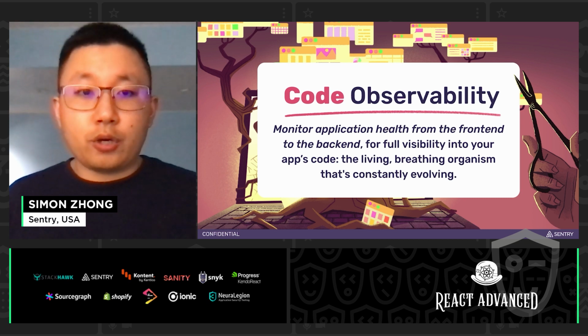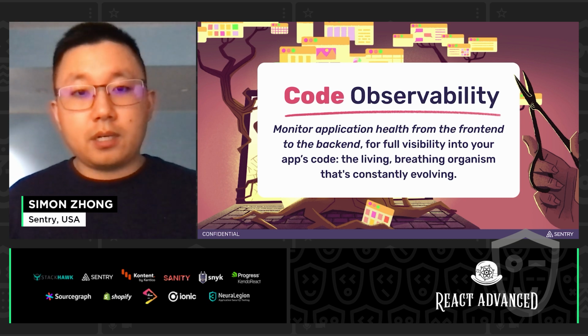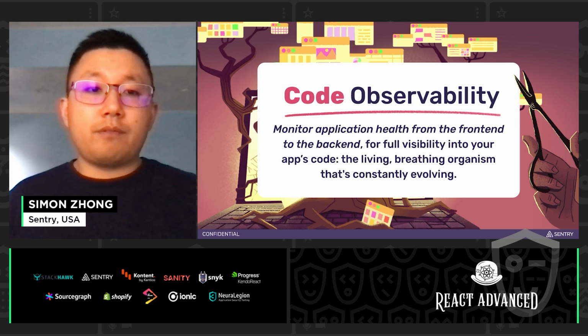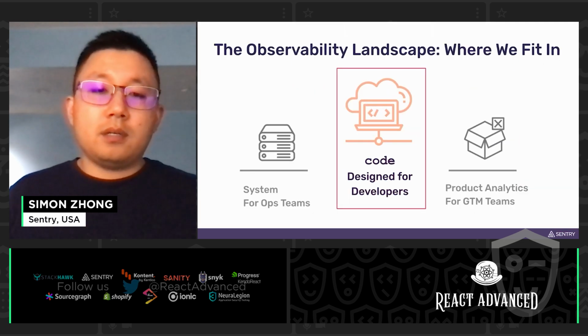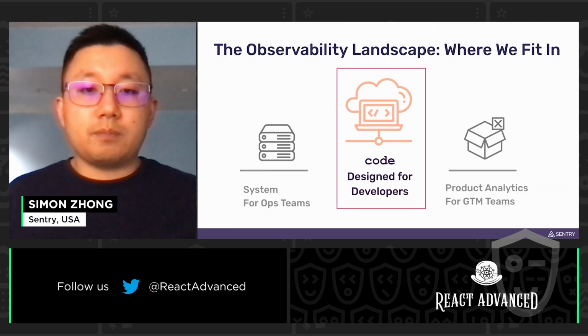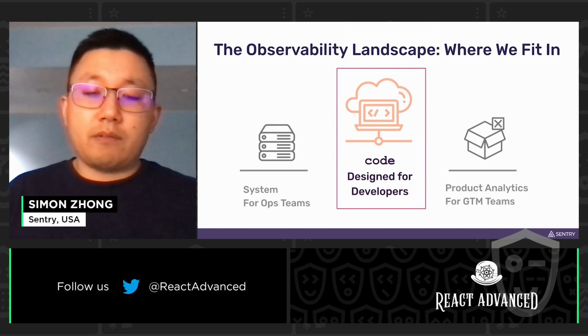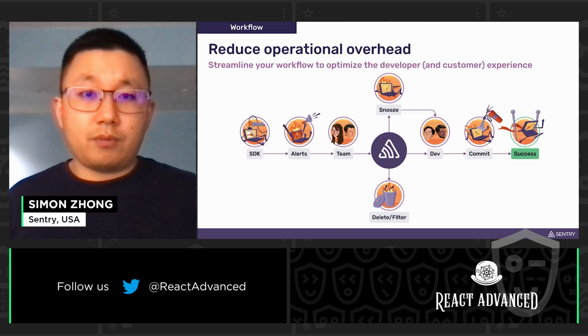What we focus on is code observability. With Sentry, you can understand the health of your application from the front end to the back end. Sentry is designed for all developers, meaning we support all major languages and frameworks, including and especially React.